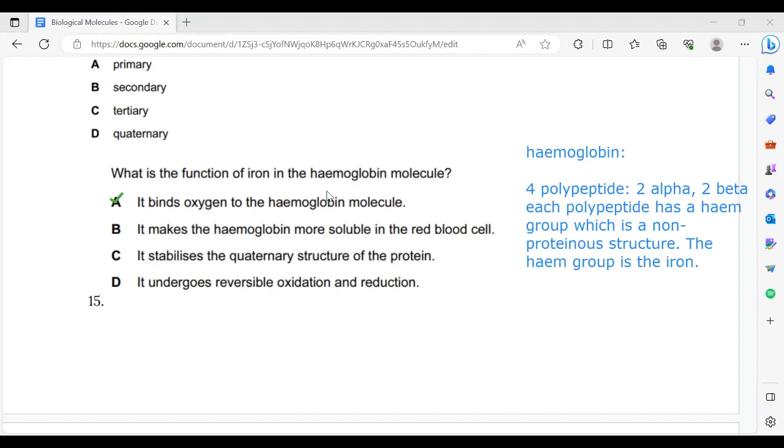The function of hemoglobin is to carry oxygen, and that is facilitated by the iron that is present in the hemoglobin molecule. Now, if you do not know the function of the iron, you can go by the process of elimination. First, eliminate: it undergoes reversible oxidation and reduction. It stabilizes the quaternary structure of the protein. Any structure of the protein is stabilized by the bonds that are present in them, not by iron or any other kind of elements. It's because of the bonds. So that's also not our answer. And it makes the hemoglobin more soluble in the red blood cell. That is also not our option. So our option is A.